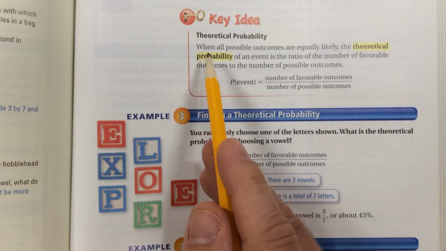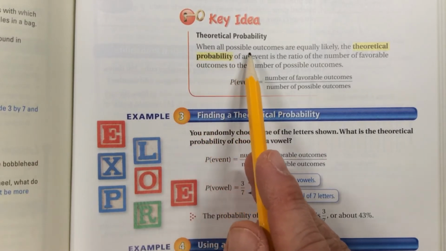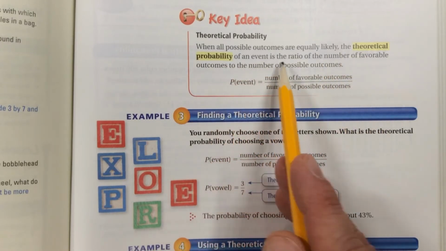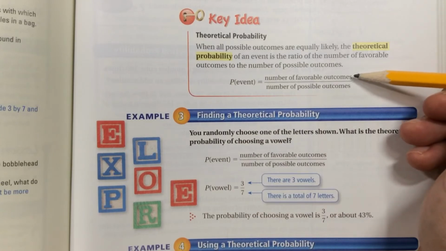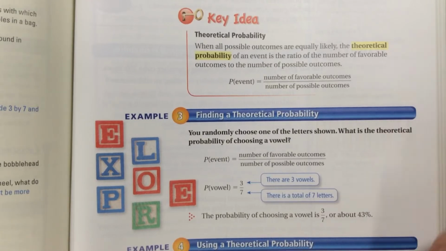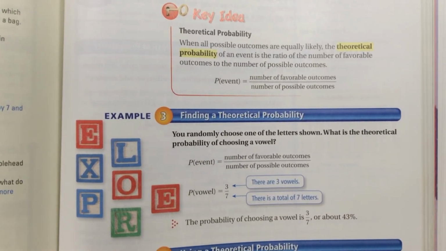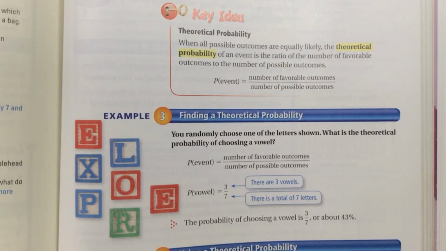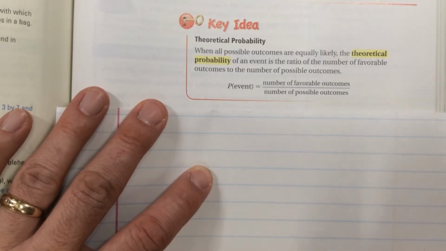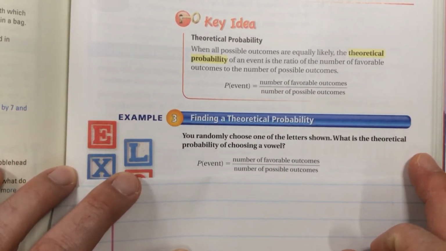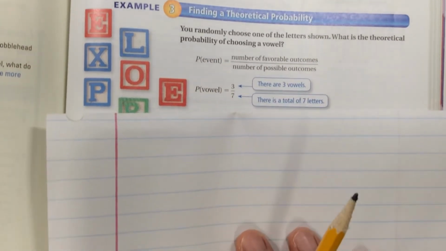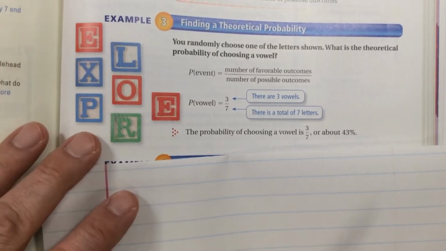So when we find theoretical probability, that's when all possible outcomes are equally likely. The theoretical probability of an event is the number of favorable outcomes over the total number of possible outcomes, like we did in the last section. Not earlier this lesson, but in the last lesson. So now we've had experimental probability. That's what we did just a couple of problems ago. And here we're doing theoretical probability. So find the theoretical probability. You randomly choose one of the letters shown.